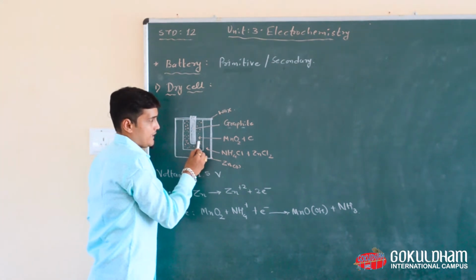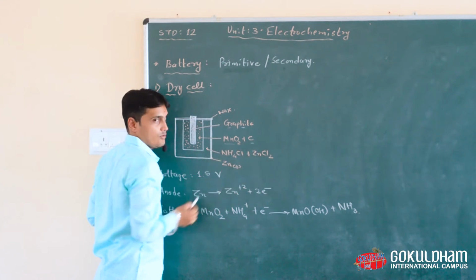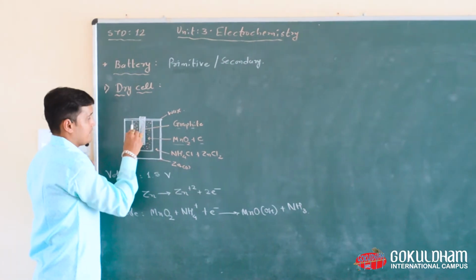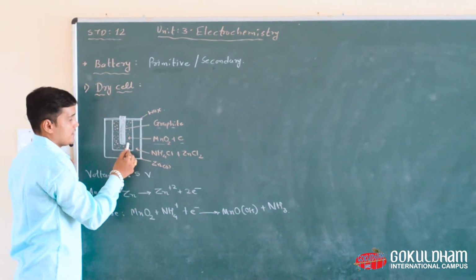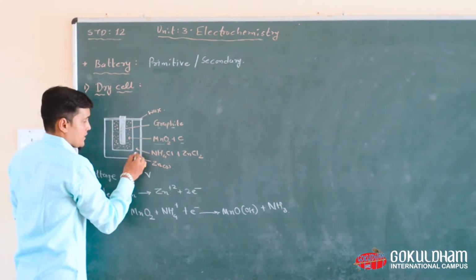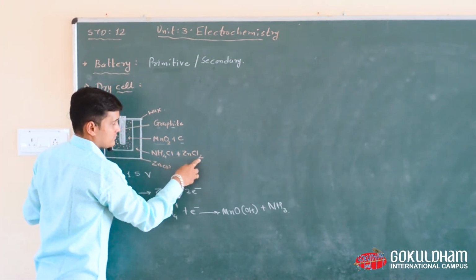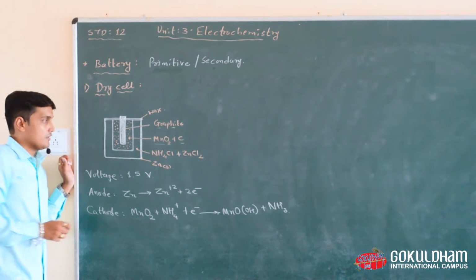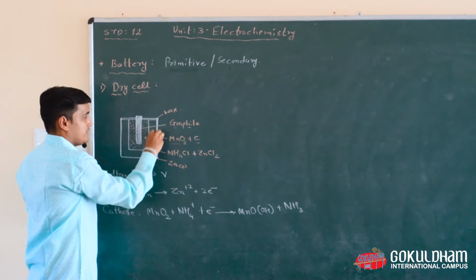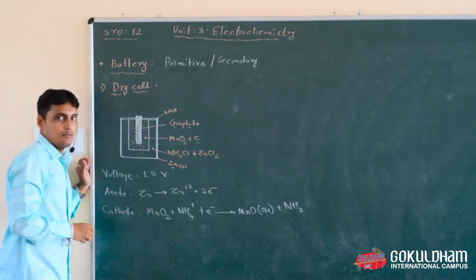In contact with graphite, the next layer is manganese dioxide plus charcoal or carbon. This is the semi-permeable membrane. Semi-permeable membrane means these both the liquids are in contact with each other partially. The third layer is the mixture of NH4Cl plus ZnCl2, which is known as zinc amalgam. And the outer layer of this primary cell is made up of zinc metal.